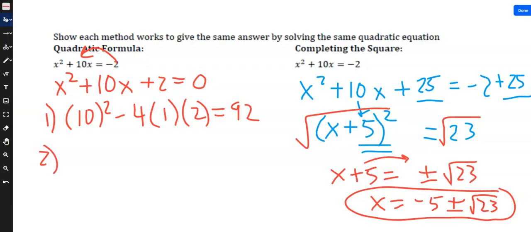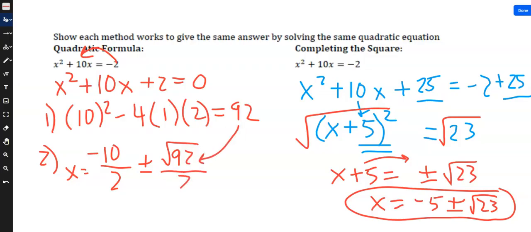And then step 2 is opposite of b, right? X is equal to the opposite of b over 2a plus or minus the square root of 92, right? That's where that value came from, over 2 times a. The a value being 1, so it doesn't really change anything. So now I can start thinking about square root 92.